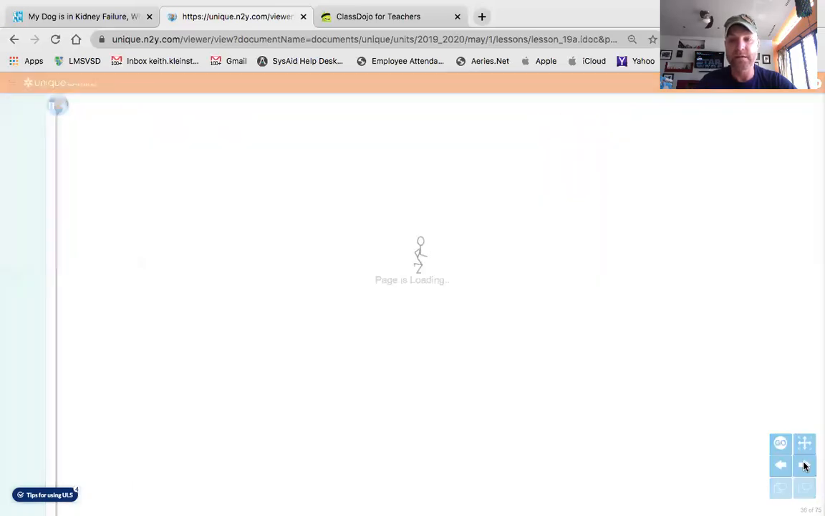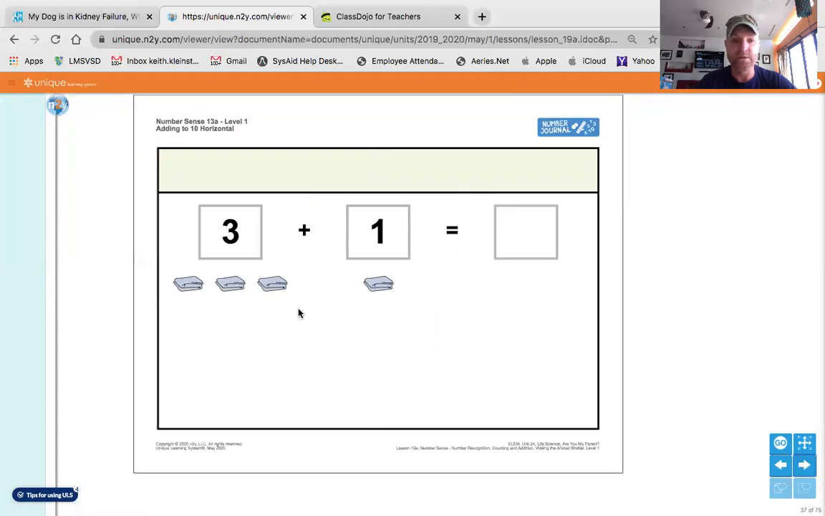Okay, this is a horizontal representation. The other way was vertical, and this is the representation of the equation horizontally. So we start at 3, count on. 3, 4.